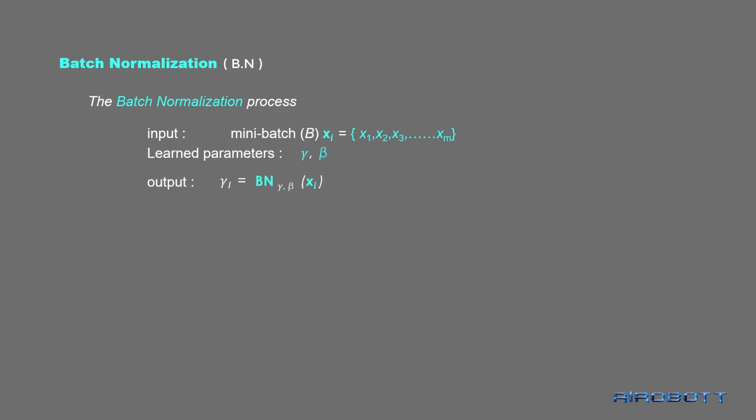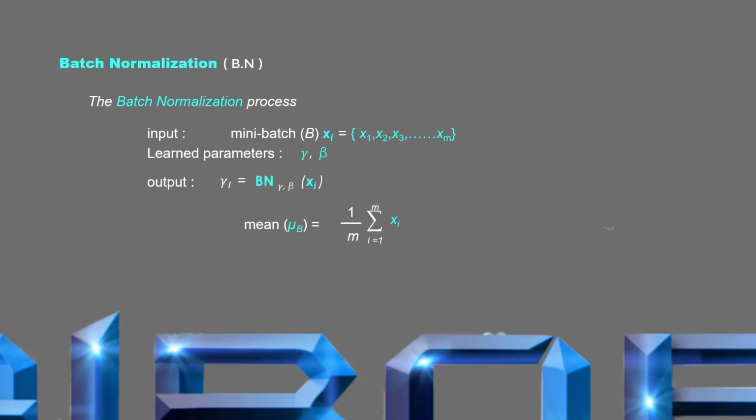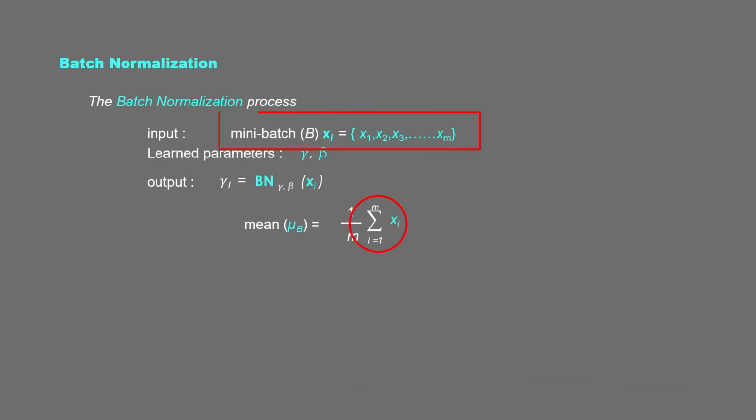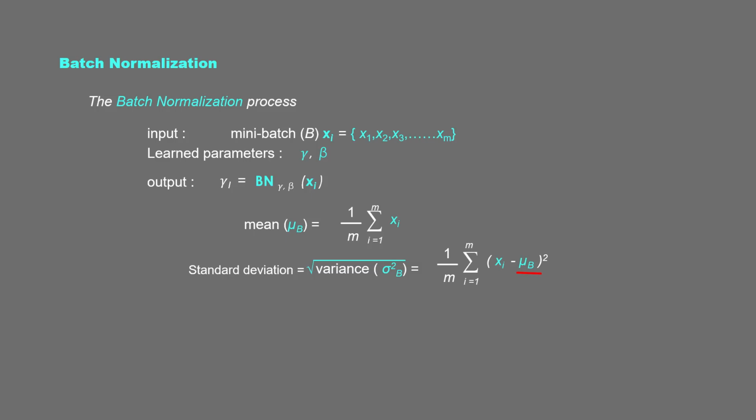First, we will find the mean of the mini batch as the sum of the total images divided by the total number of images. Next, we will find the standard deviation. It is the square root of the variance, that is sigma squared. It means subtracting the mean from the input and squaring it for every input value, and finally dividing it by the total number of mini batch images.